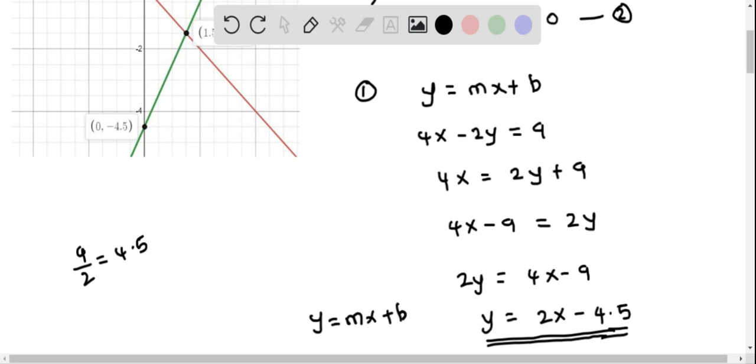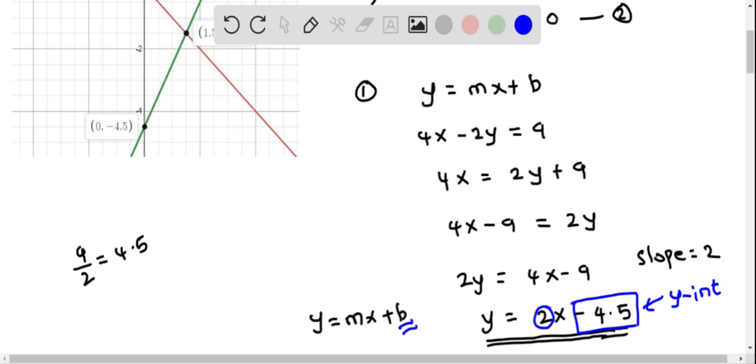Now we can identify the slope. Slope is the coefficient of x. So here the coefficient of x is 2. So therefore the slope of this equation is 2. The slope equals 2. And then the y-intercept is the constant b. So here we have this negative 4.5, and this is the y-intercept. Using these two pieces of information, we can graph the equation.